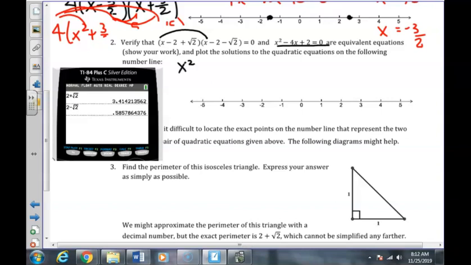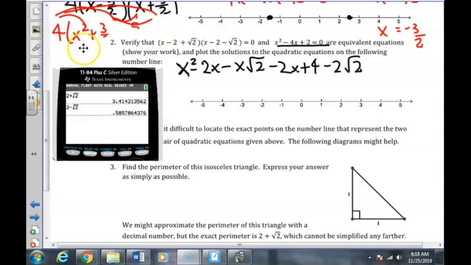That would be an x squared. We do have to multiply the -2 times the x, -2x. The negative root 2 times the x would be minus x root 2. So we're distributing the x. And then we're going to move along to the -2 times the x and the negative root 2, or the -2 times the -2, which would be a plus 4.